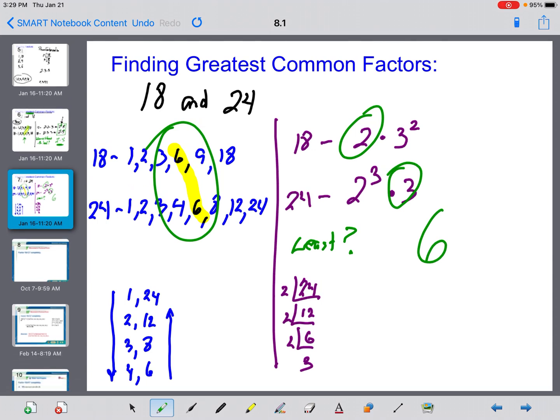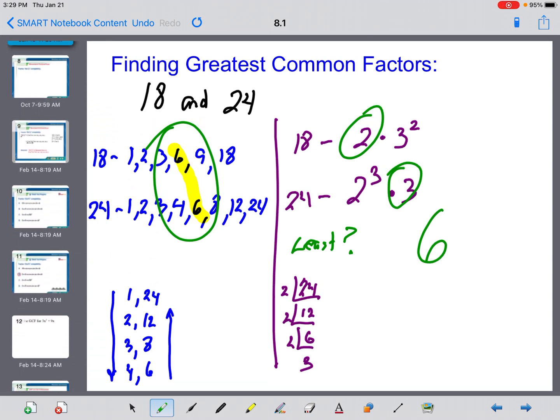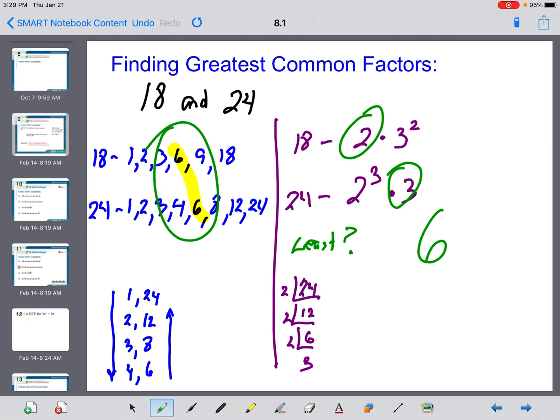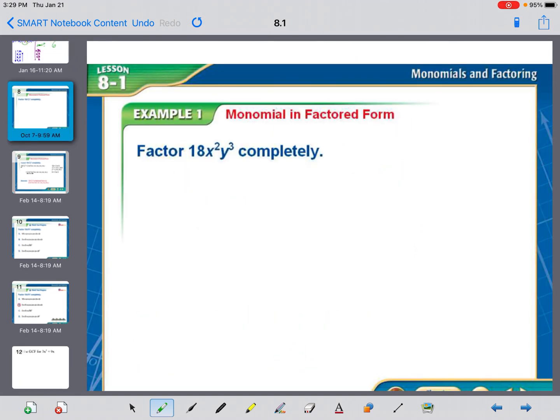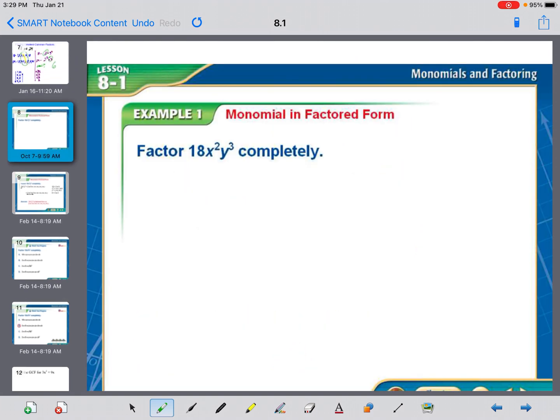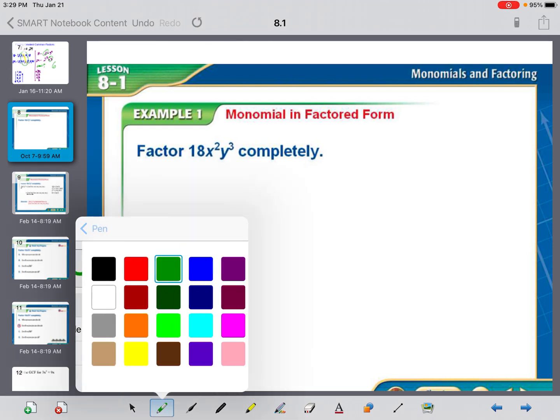So I just want you to see these two ways. They both have value to us in the work that we're going to do. And the more proficient we can become at finding factors, prime factors, common factors, the easier this other material is going to be, because we do have other things to consider. So this problem asks us to factor this completely.